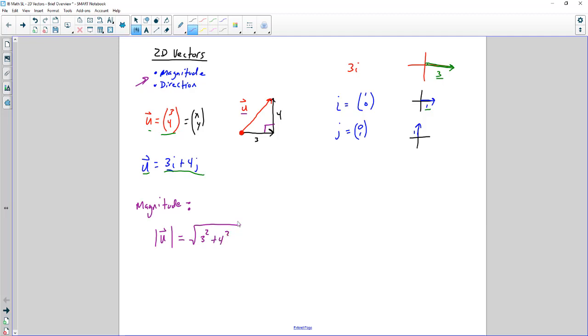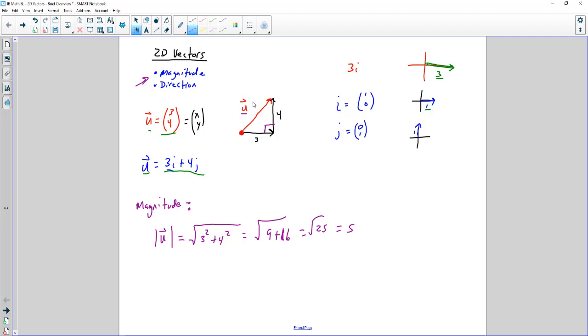This is how we always find it. We just square the two vector components, x and y, add them together, and then take the square root. It's always like that. It's really just using the Pythagorean theorem. So in this case, this is going to be 9 plus 16, which is root 25, which will be 5.